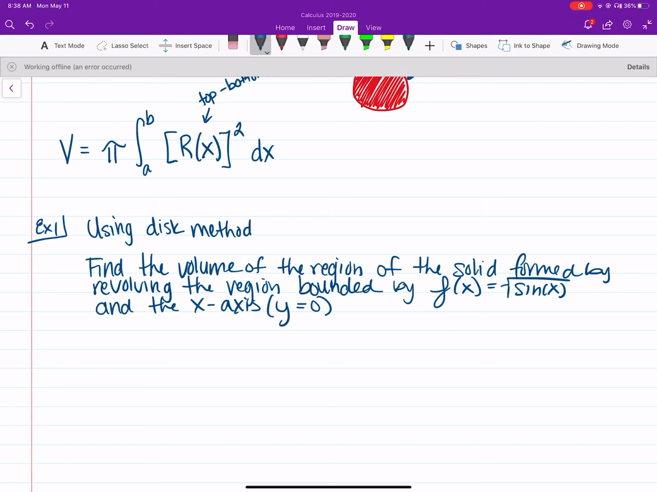That'll be the key to all the problems in this lesson: the equations will both be y equals. Since it's a trig function, I'm going to set our bounds from 0 to pi. And we're going to revolve around the x-axis. Again, it's got to be a horizontal line for today's lesson, revolved around the x-axis.